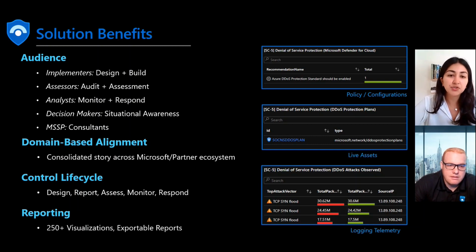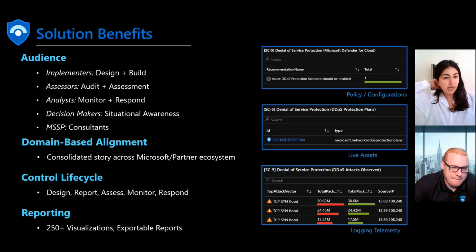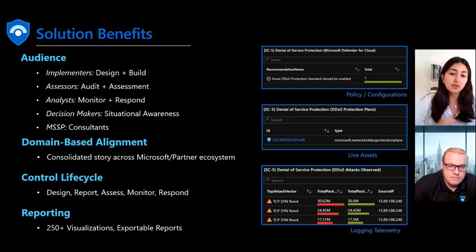We see implementers jumping into the workbook to understand how to design the environment to meet various NIST controls. Assessors can leverage these artifacts in support of an audit or to share with regulators. Analysts can tap into the analytics rules to provide that monitoring over time and to understand where they may need to respond to prevent against a threat. And finally, we have a really great print to PDF feature that allows you to easily share the findings of this report with decision makers or others who may not be in the portal.